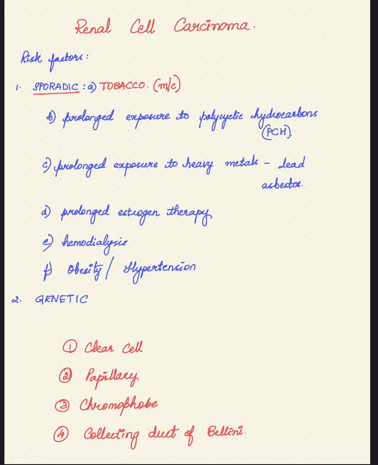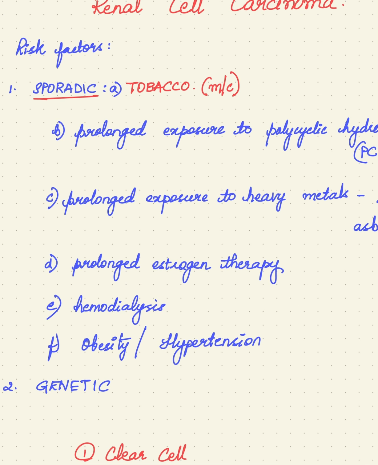Today let us study renal cell carcinoma, the microscopic features of different variants of RCC. A brief introduction regarding RCC. The risk factors for RCC are tobacco smoke. Smoking is the most common cause of RCC in sporadic cases. Sporadic cases means those which do not run in families.